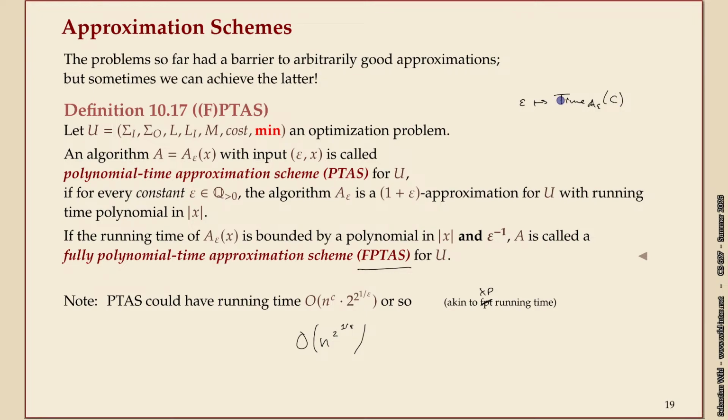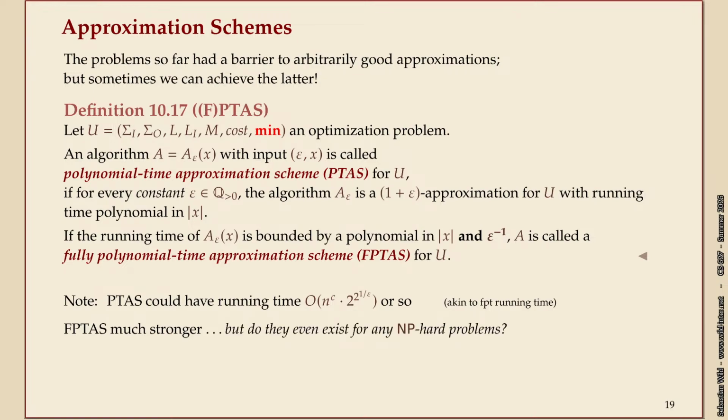Well, this function in the PTAS case is unbounded, arbitrary, and for FPTAS is polynomial. But formally, you should go by this definition. The running time is a polynomial in the input size and 1 over epsilon. Certainly, FPTAS is a much stronger notion. Maybe it's too strong, right? Does this even exist for any hard problem? We wouldn't study it if it wasn't the case. It exists for some problems, but we'll see it's only a selected class of really lucky problems that will have an FPTAS.